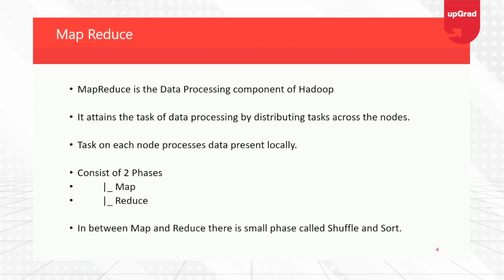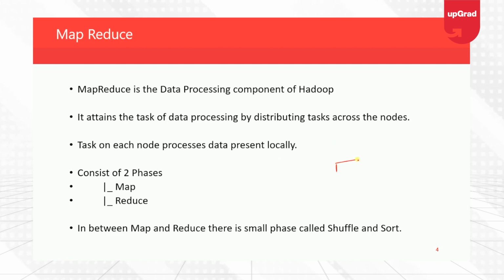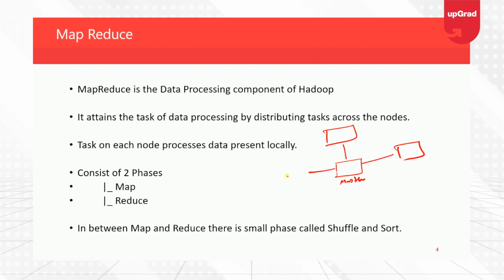So how exactly does it work? What does distributing the task mean? Let me give you a basic example. In the previous videos, we discussed the cluster, and how a cluster looks like. So this is a master, and there are some data nodes which are connected to the master. Data nodes are basically the worker nodes. And in the previous video, I also explained that all the data is distributed in these data nodes in the form of blocks.